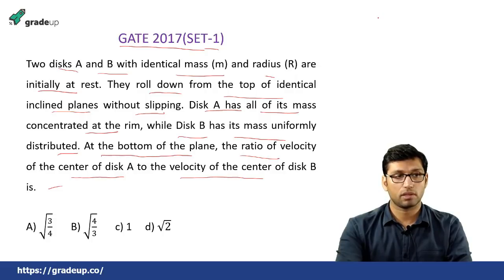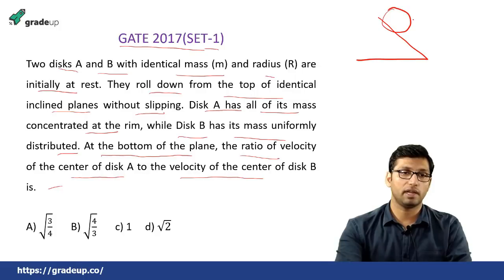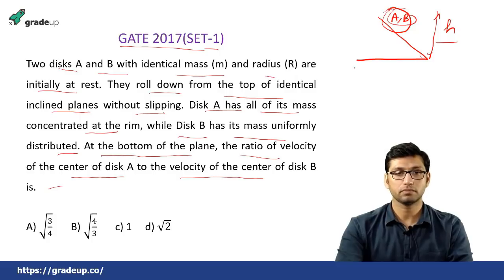So this is the case. Suppose this is the inclined plane and the body is rolling down without slipping. There are two bodies, A and B, which are rolling down this plane. Suppose this height is h. They are rolling down this plane.